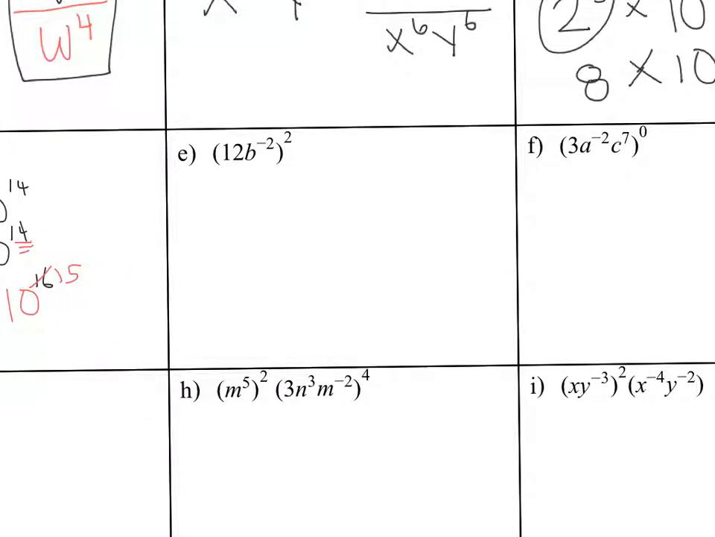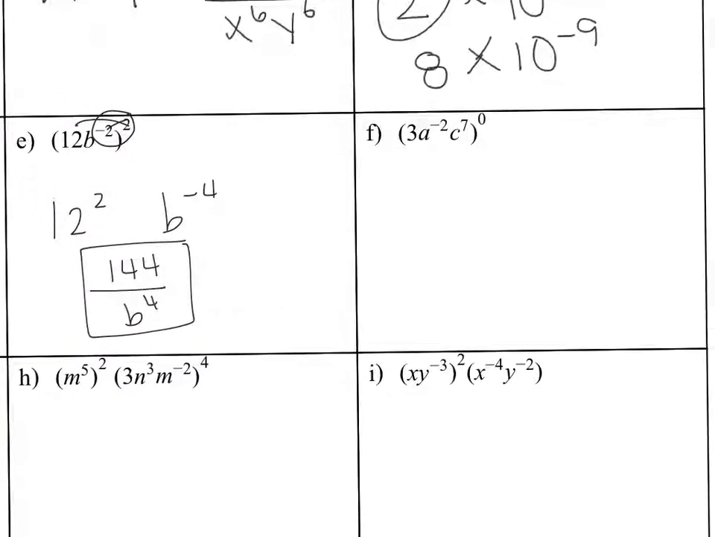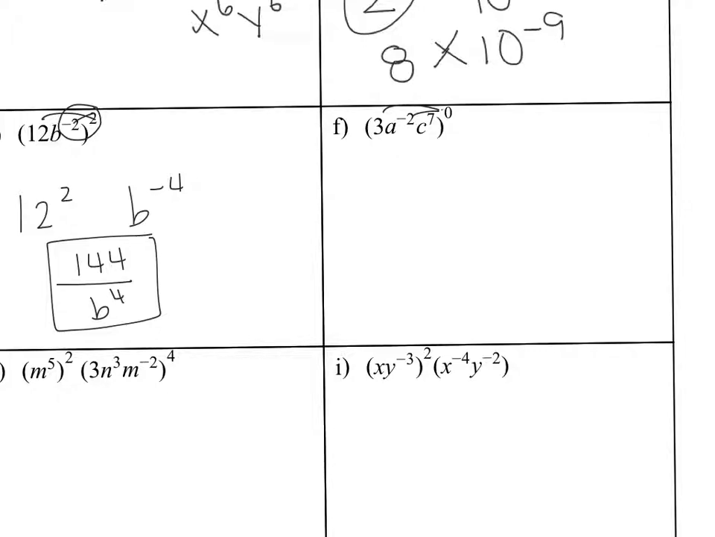Okay, then letter E, I need to make sure I do the second power to each thing in here, so it's 12 squared times b to the negative 4, because you're going to multiply those. So 12 squared is 144 over b to the 4th. And then letter F, I'm going to take each thing to the 0 power, so this is 3 to the 0, a to the 0, c to the 0, which is all going to be 1. Or you could recognize from the onset that this was all exponentiated to the power of 0, so that's just 1 anyway.